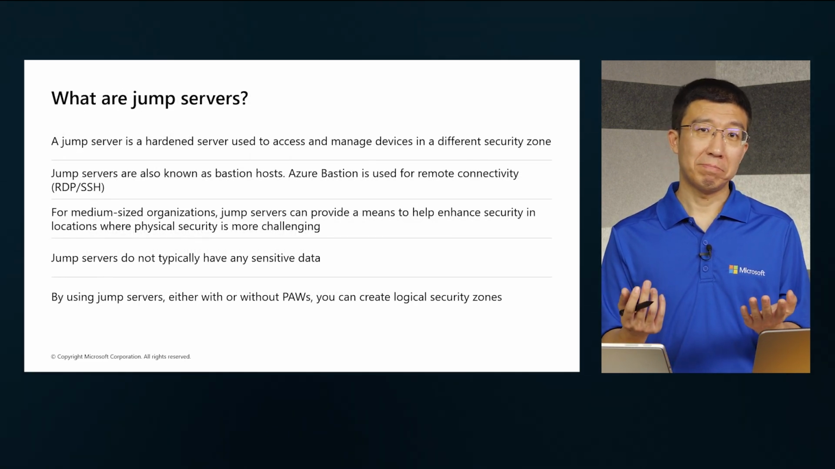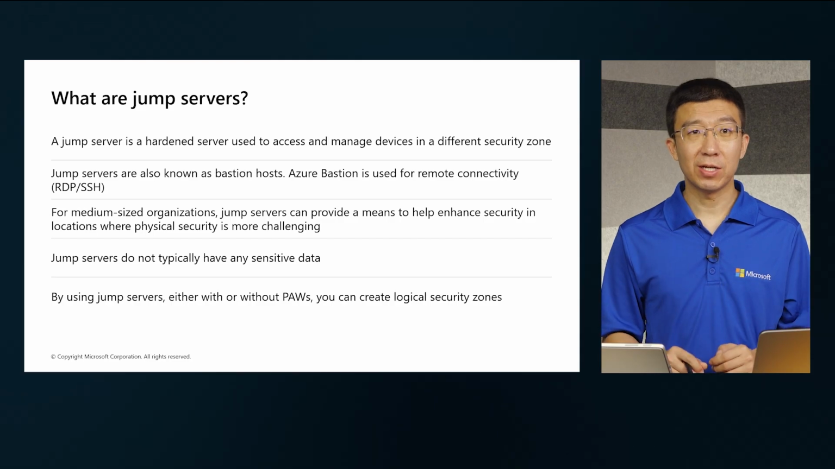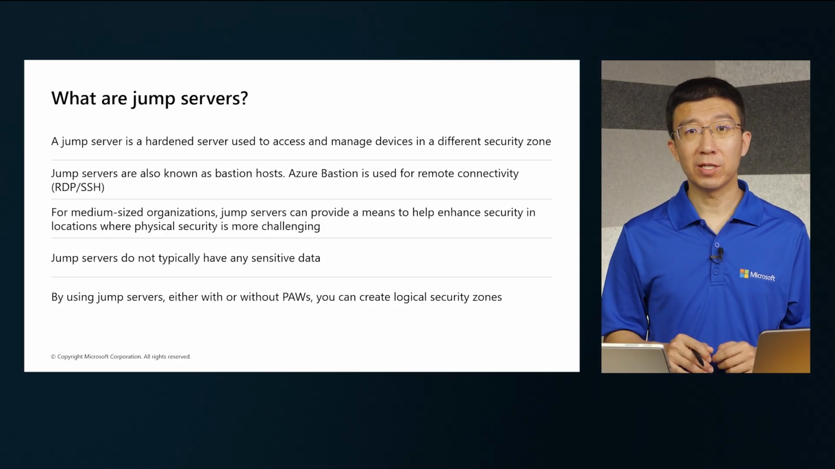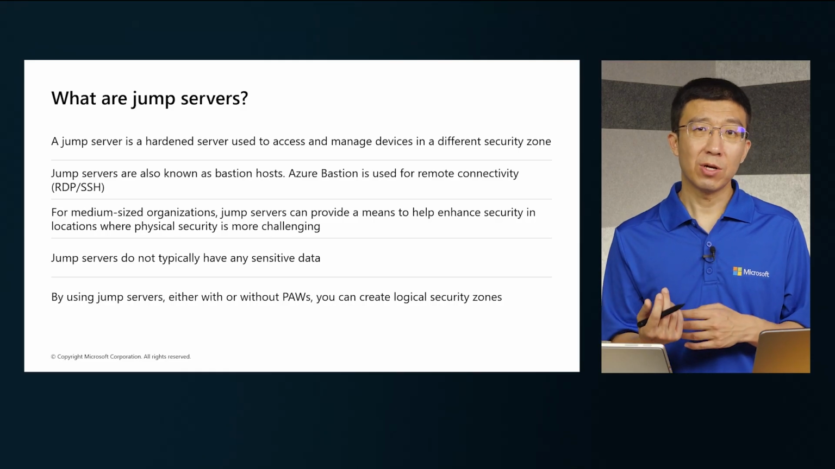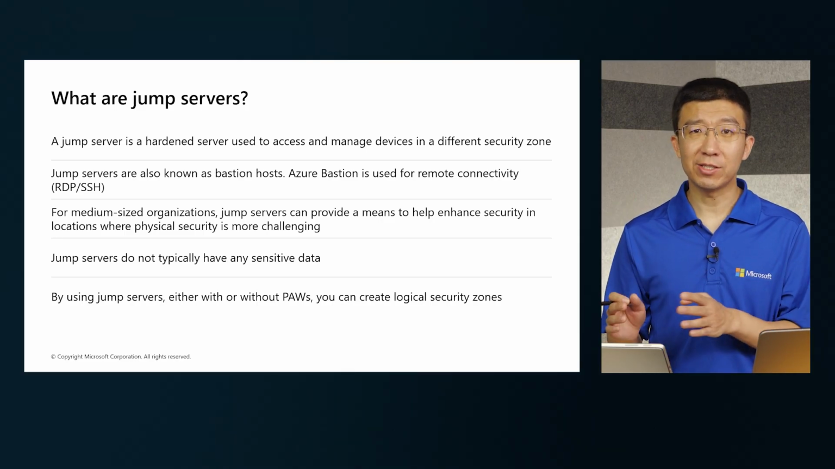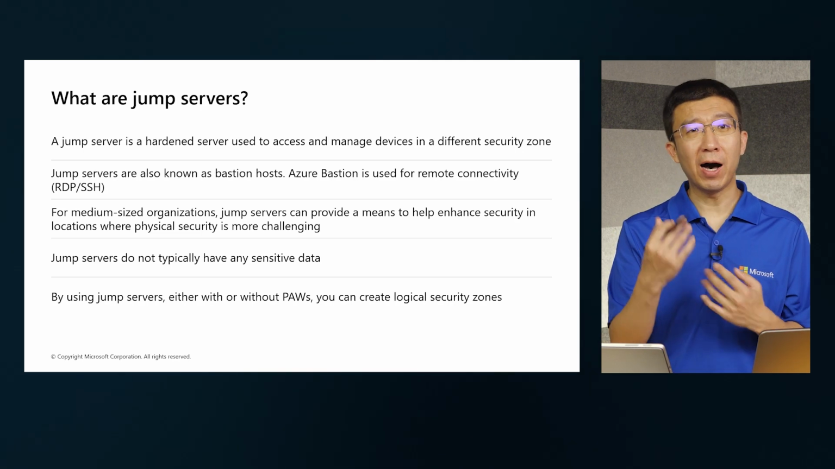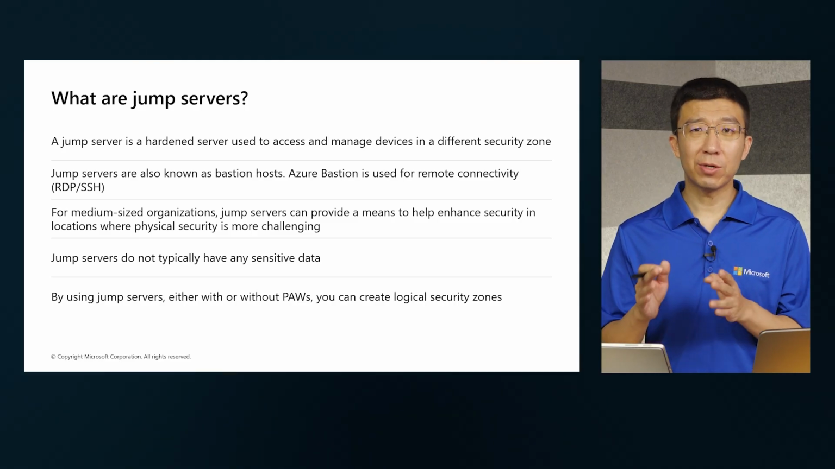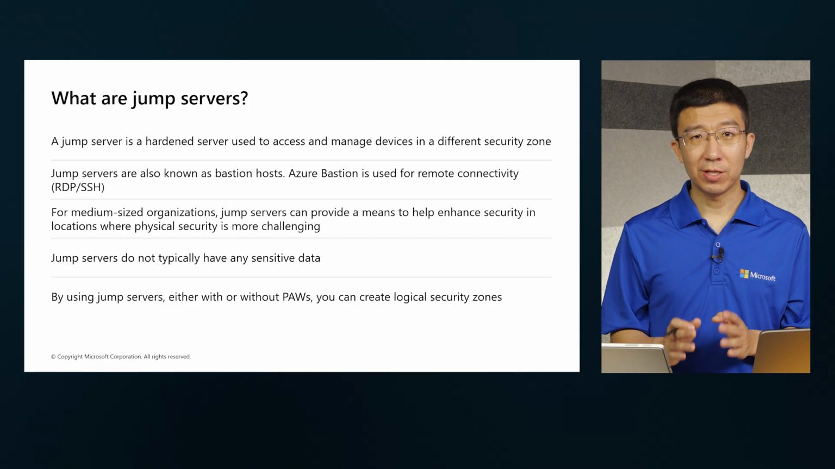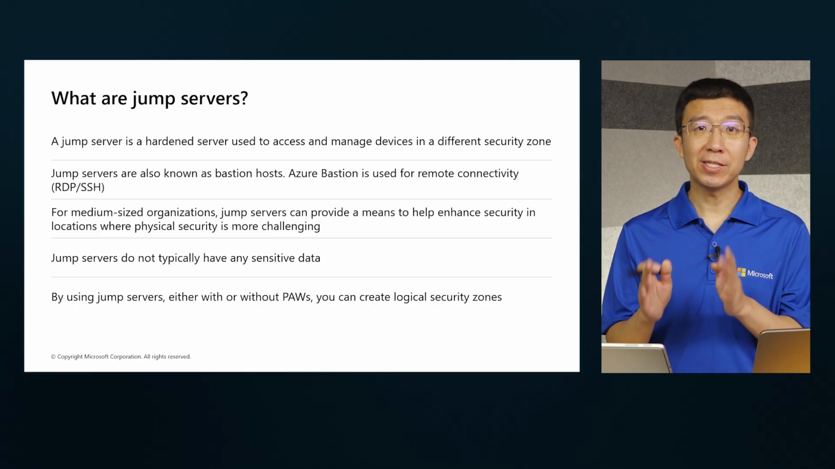Jump servers, or bastion hosts, are hardened servers used to access and manage devices in different security zones. They act as secure gateways for administrative connections, especially in environments where physical security is challenging. Jump servers typically don't store sensitive data themselves. By using jump servers, sometimes in combination with PAWs, you can create logical security zones and tightly controlled access to critical systems. Azure Bastion is Microsoft's cloud-based jump server solution for RDP and SSH connectivity.